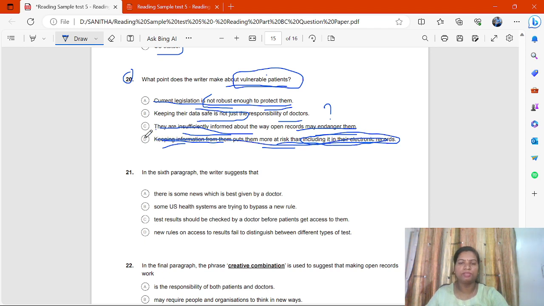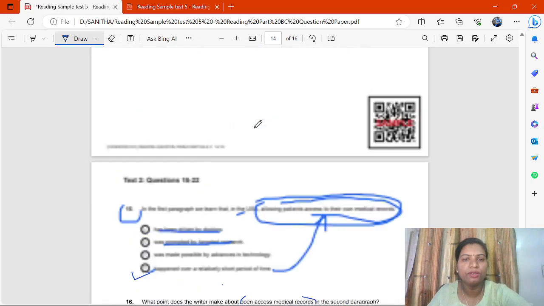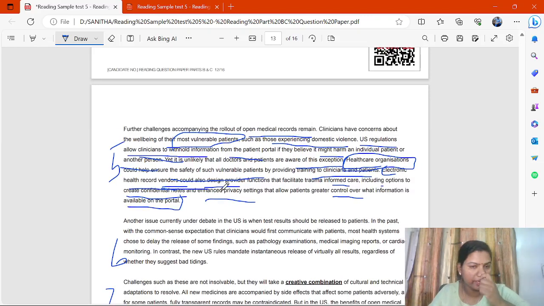You can eliminate this option. Okay, keeping their data. See, then we come to option B. We had doubt about option B. Keeping their data safe is not just the responsibility of doctors. Okay, you got the point here. Then you can confirm the answer is matching with the options.